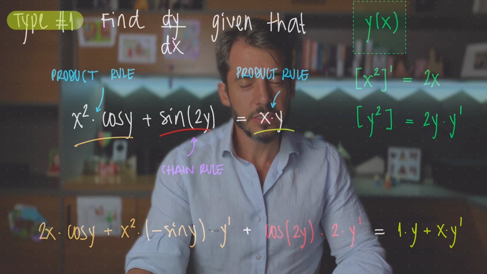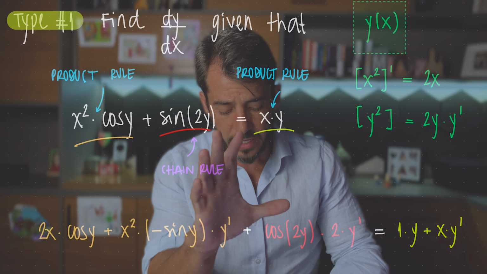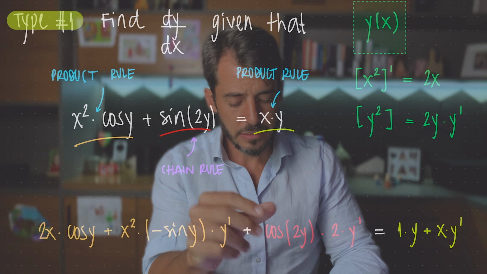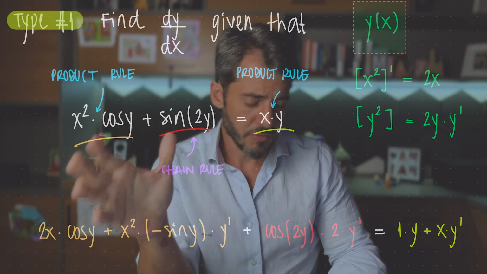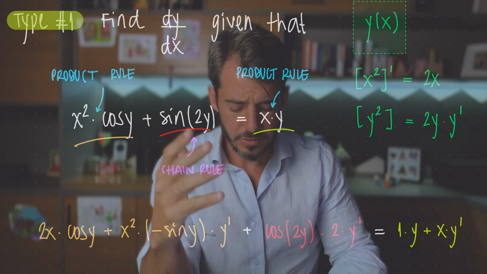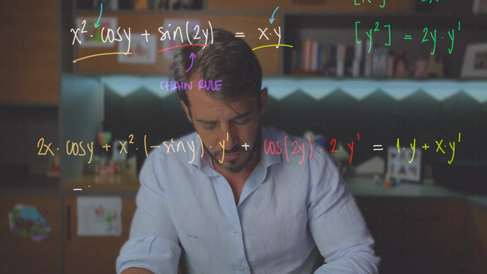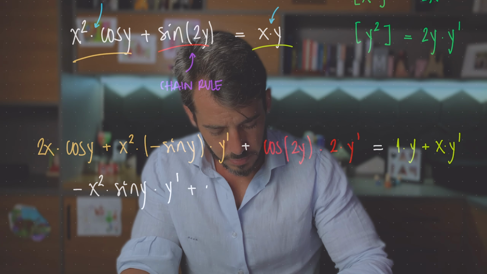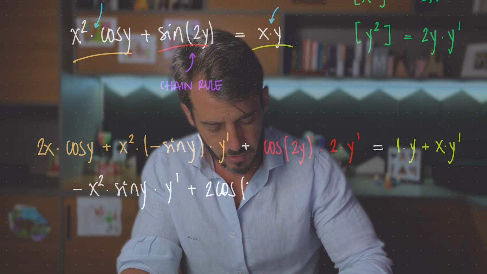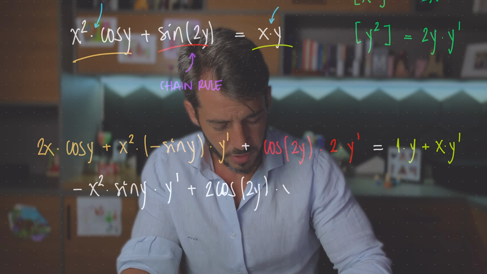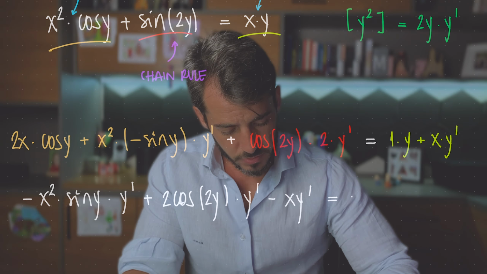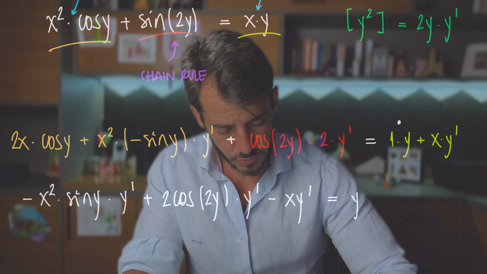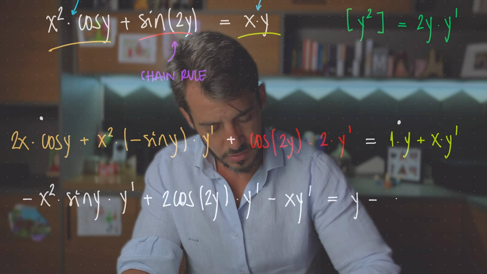Now a good idea in this step is to move everything that has y prime in it to the left hand side, and everything that does not to the right hand side, which means that we're going to have negative x squared sine of y times y prime, plus 2 cosine of 2y times y prime, minus x y prime, equal to this y here, minus 2x cosine of y.